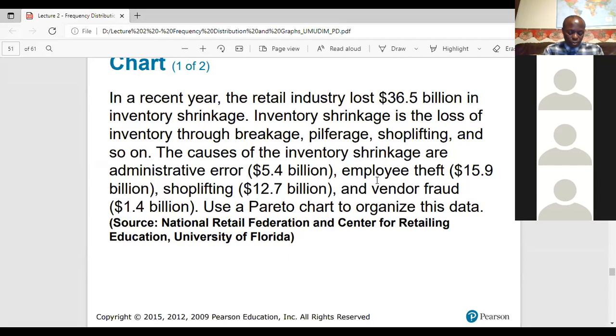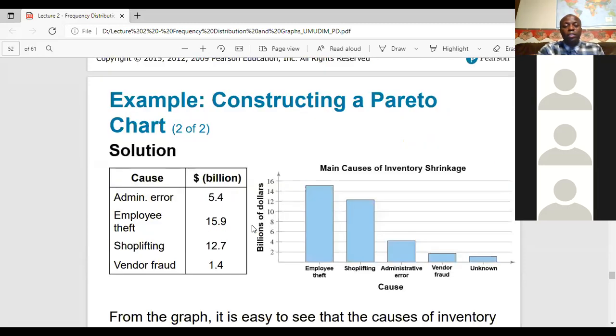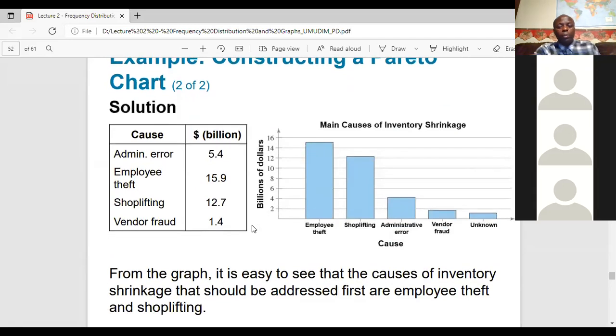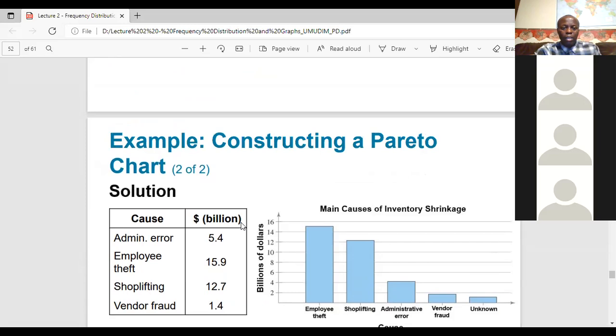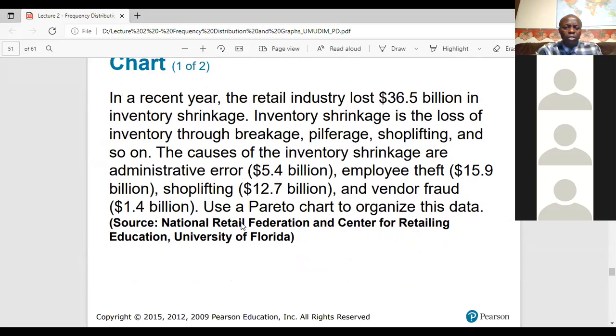Vendor fraud is more or less 1.4 billion. So to put this in a Pareto chart, the first thing you do is put them in order. Once you put them in order, then you can draw the chart. You can have all of them here: 1, 2, 3, 4. Then the unknown. They didn't have anything for the unknown.